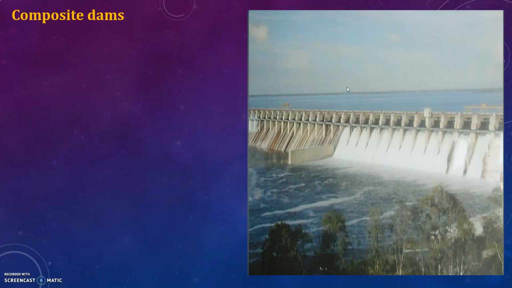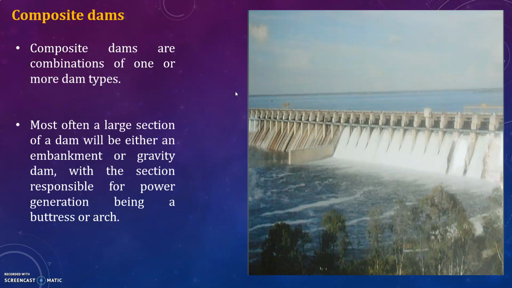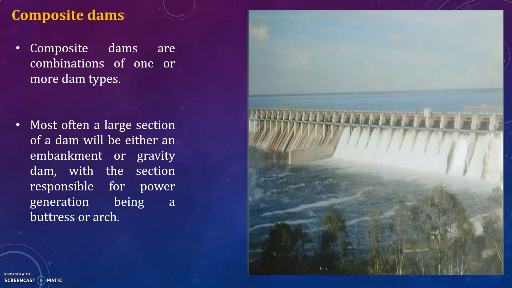Now let us see what is composite dam. Composite dams are combinations of one or more dam types. Most often a large section of dam will be either an embankment or gravity dam, with the section responsible for power generation being a buttress or arch. So, this is about the different types of the dams.